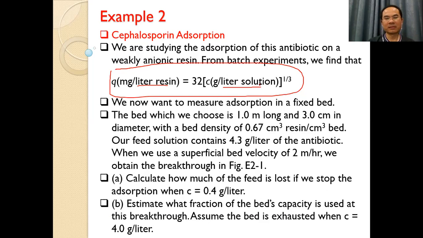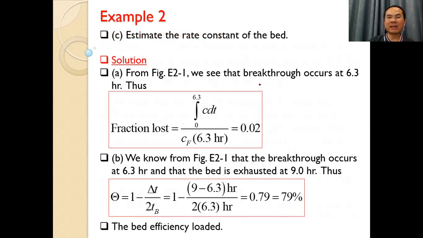How long? And the second one, estimate what fraction of the bed capacity is used at the breakthrough from question A. Okay, we assume C equal to 4 gram per liter. This is the TE, at temperature, time. Okay, the last question, estimate the rate constant for the bed.